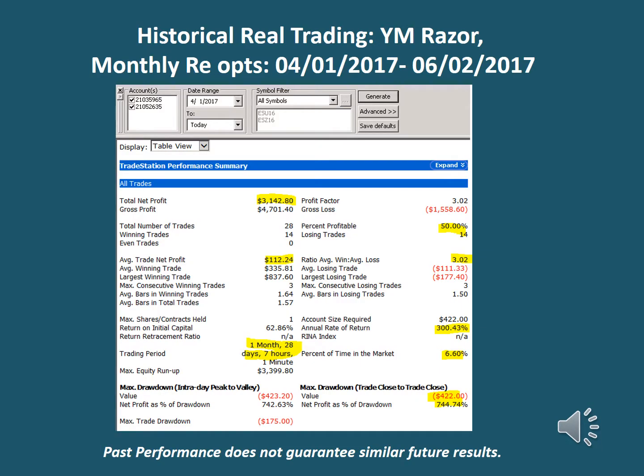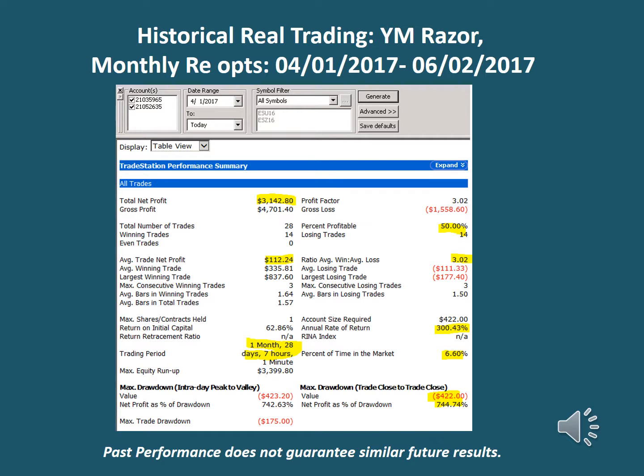All right, well, this is the mini Dow on the Razor system. This is basically 2 months. It's 1 month, 28 days, 7 hours. It's 1 day more than a month, 2 months, I guess. But $3,142 has been the net gain after slip and commission. 50% of the trades have been right. The profit factor is 3.02. Made $3.02 for every dollar it's lost. Annual rate of return is over 300%.